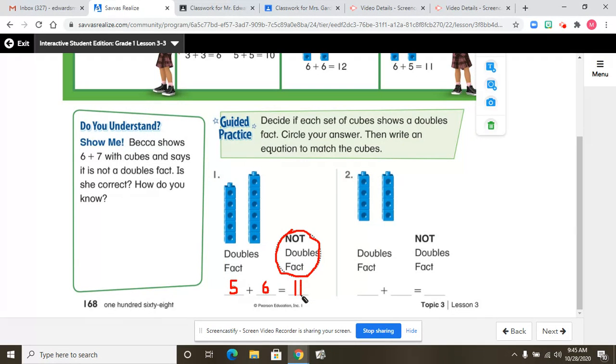Okay, now in number 2, you're doing exactly the same thing. Look at these towers first, circle doubles facts or not doubles fact, and then write the equation. Go ahead and try that on your own.